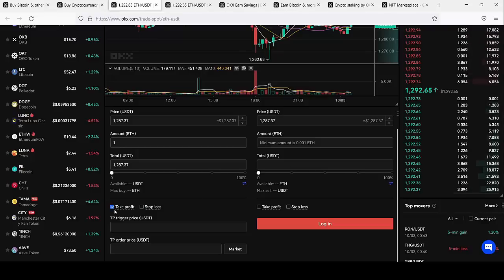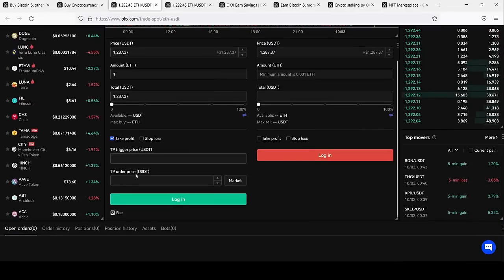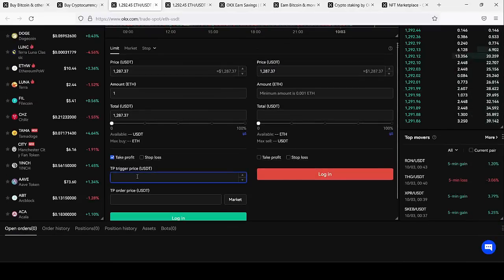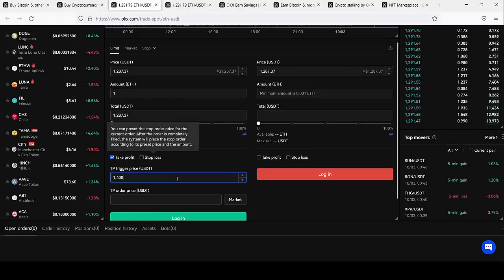So you can set up the take profit. If you buy, for example, at $1,287 per one Ethereum, you can set up that the coins will be sold, for example, at $1,400, and the market order will be open until the price reaches this point. So we can, for example, leave it for the time, and when the price actually reaches the target, it will automatically sell the order and make the profit.